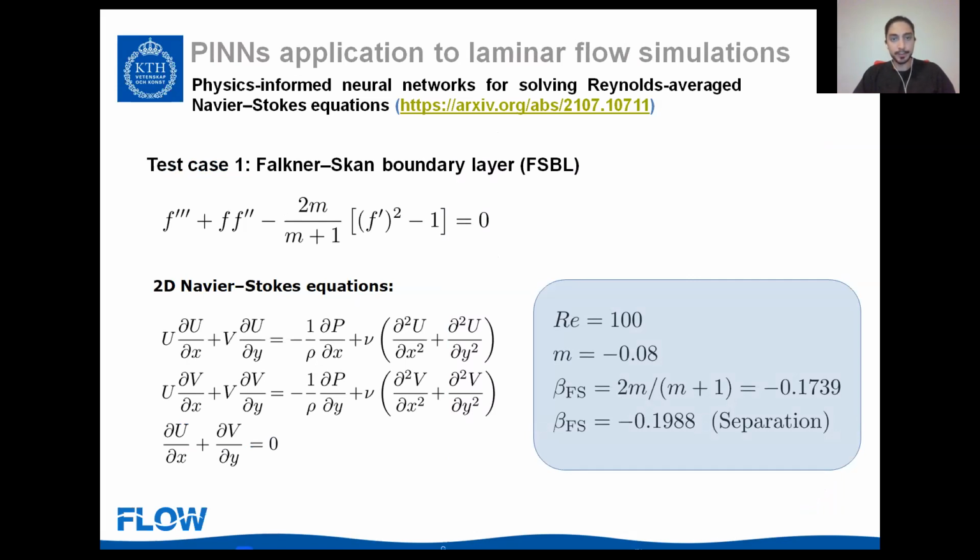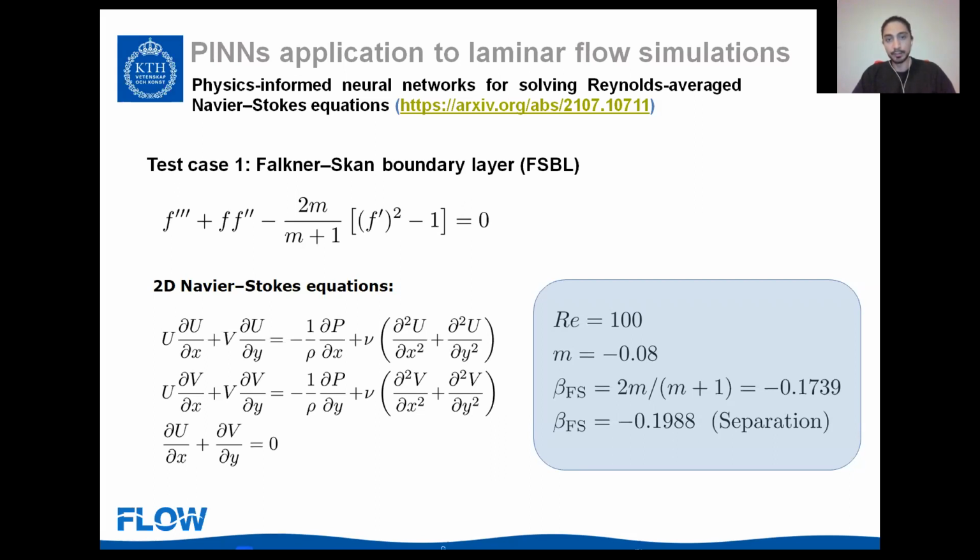So for the first example, we solved the Falkner-Skan boundary layer, which is a very interesting example for laminar boundary layer flows with adverse pressure gradient or favorable pressure gradient. Basically, we are solving the 2D Navier-Stokes equations. This is an example to show the performance of PINNs for laminar boundary layer flows. We choose a Reynolds number of 100.